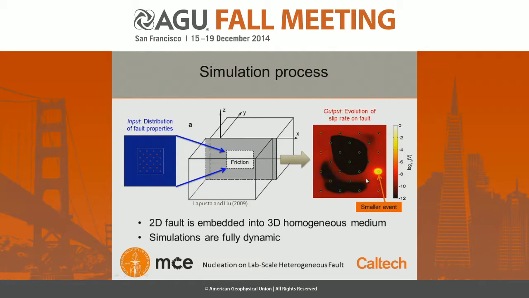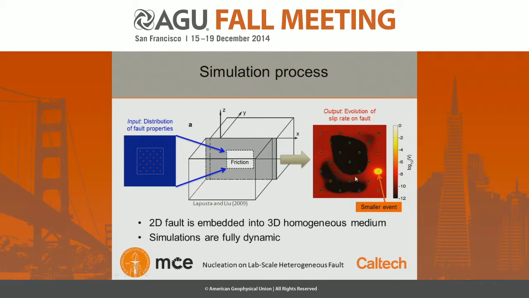So once we set up our distribution of patches and our local properties of our patches on our 2D fault, we embed this fault in a 3D elastic bulk. And then through fully dynamic calculations, the output of our simulations is essentially the slip distribution in space and evolution in time. This here is just a snapshot of example simulation results.